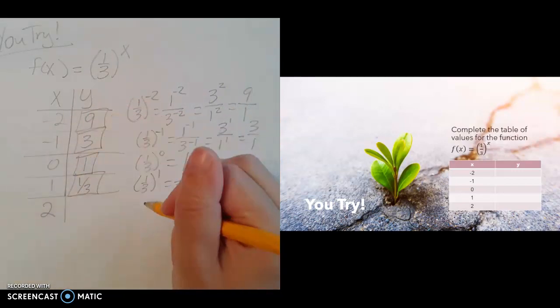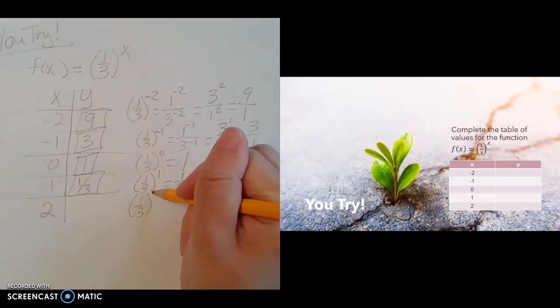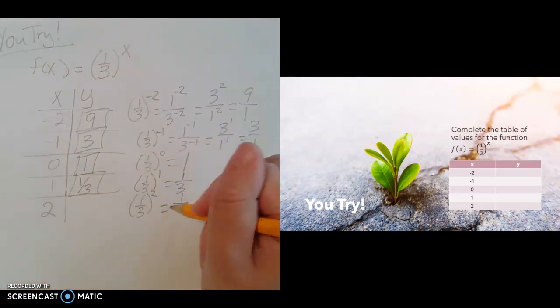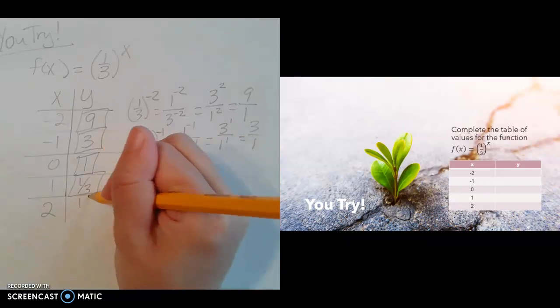And the last one, what if we have 1/3 to the 2nd power? Well, that's 1 to the 2nd power, which is 1, and 3 to the 2nd power, which is 9, so that would be 1/9.